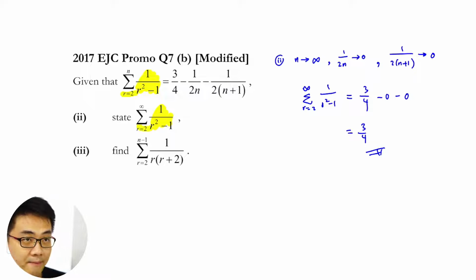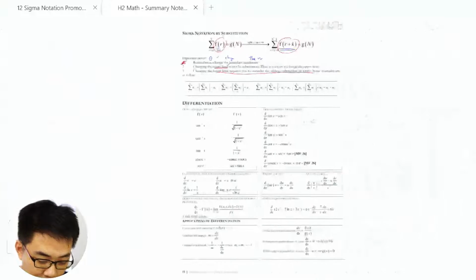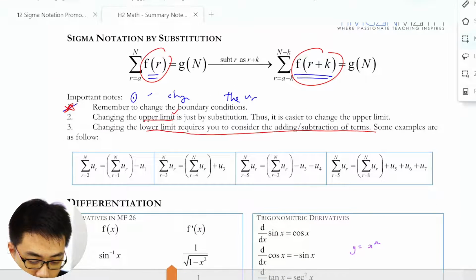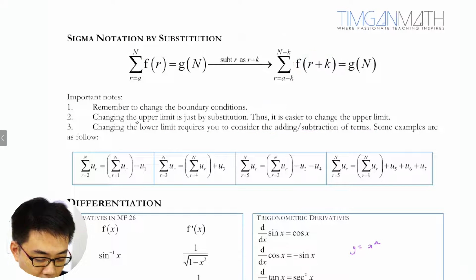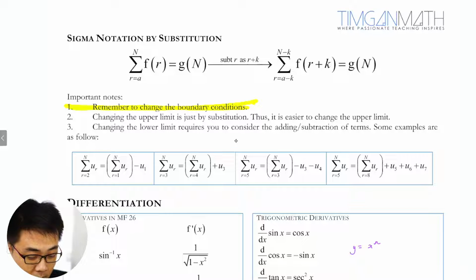The substitution part. I'll just go through some of the main things you need to take note of. A lot of times, students forget to change the boundary. This is the first step where you may want to highlight. So remember to change the boundary conditions, the top and the bottom. After which changing the upper limit is easier.